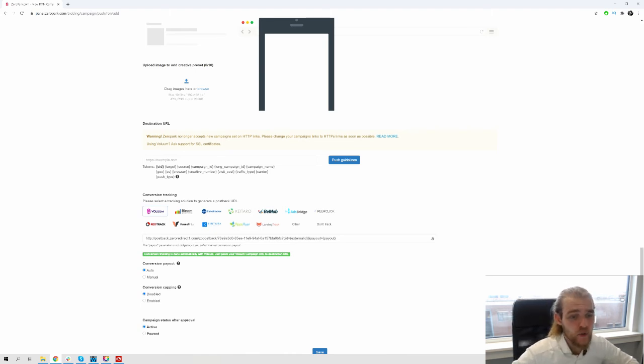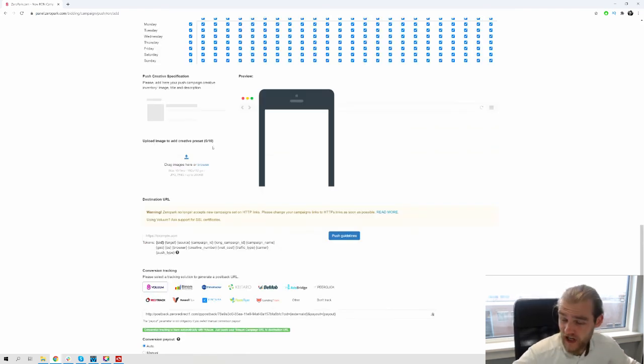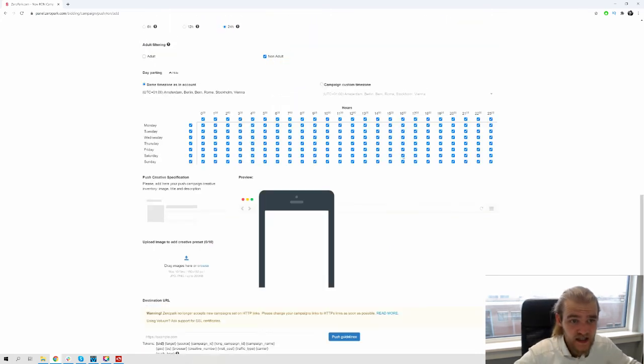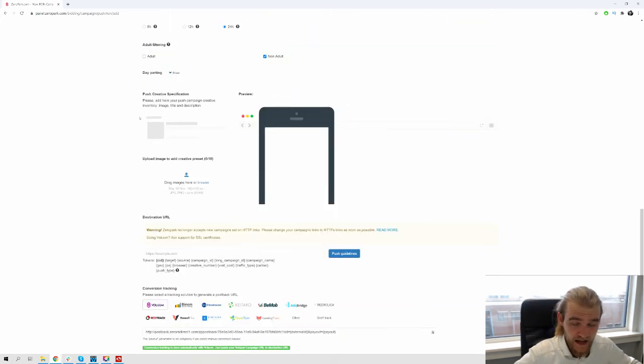I am just going to give you one example, but I would definitely recommend split testing some of your creatives so that you know what is working and what is not. All right, 192 by 192.